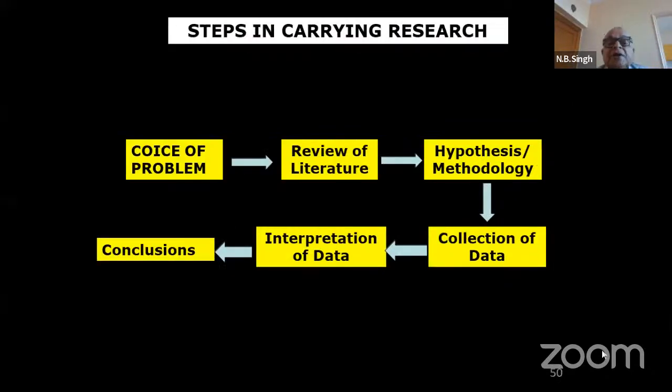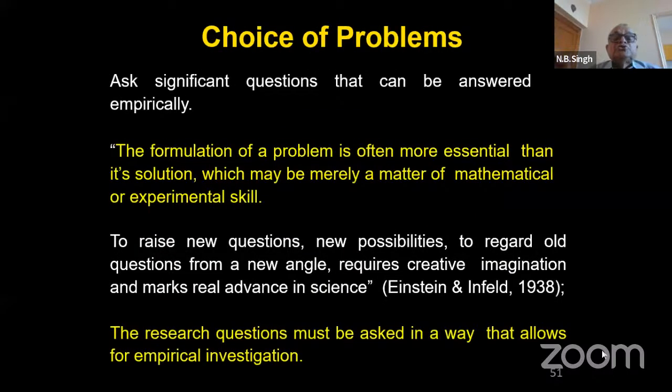Now, steps in carrying out research: choice of a problem, review of literature, hypothesis, methodology, collection of data, interpretation of data, conclusion. These are the different steps to be followed when you are doing research work for your PhD degree. Now, choice of problem.